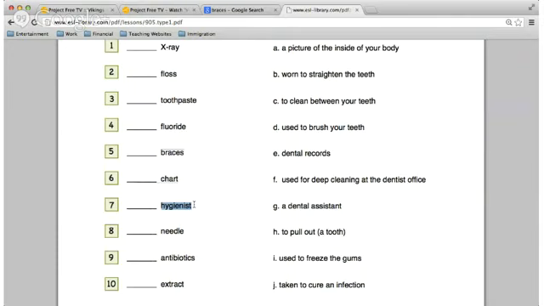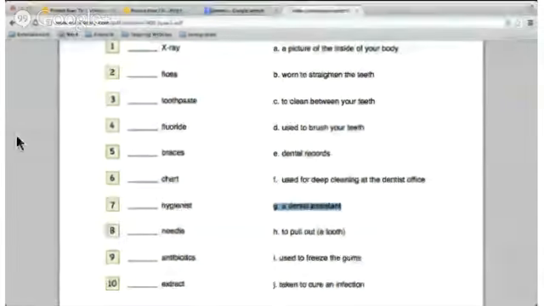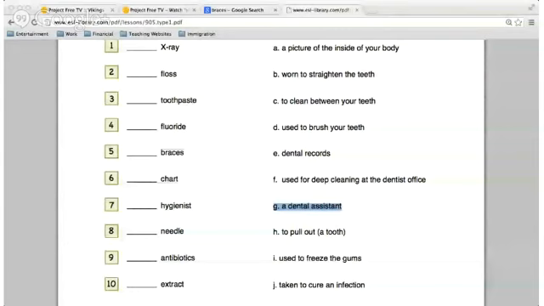Hygienist. Okay, that would be hygienist. A dental assistant. Yeah, right across the way. So we've had two lucky ones this time. All right. So the person, like doctors have nurses. Doctors have nurses. Dentists have hygienists.